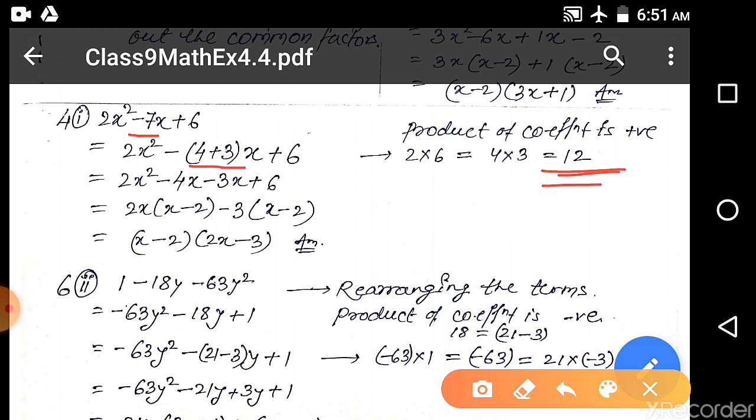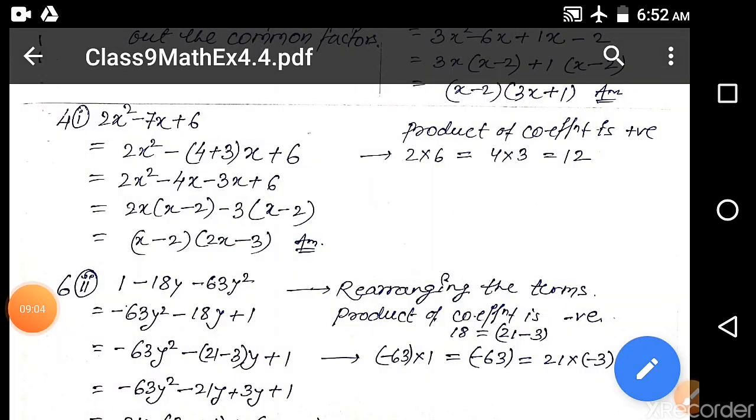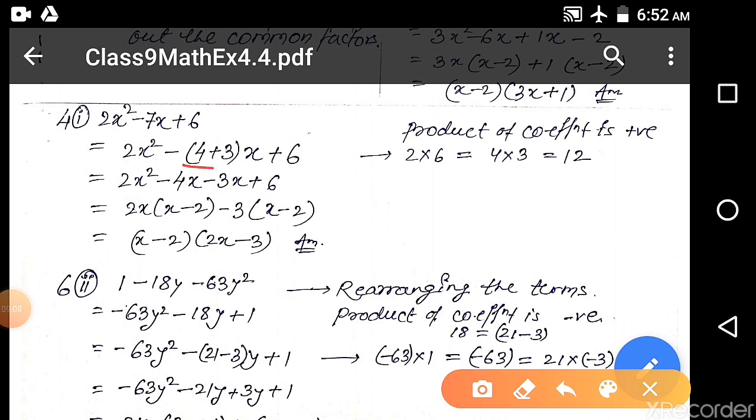So both of the conditions are satisfied here. So for 7 we will write 4 plus 3. Now after breaking the bracket, we get the next line as 2x² − 4x − 3x + 6. Now we will take out the common factors from the first two terms. From the first two terms we can take 2x as a common factor, it is x minus 2.